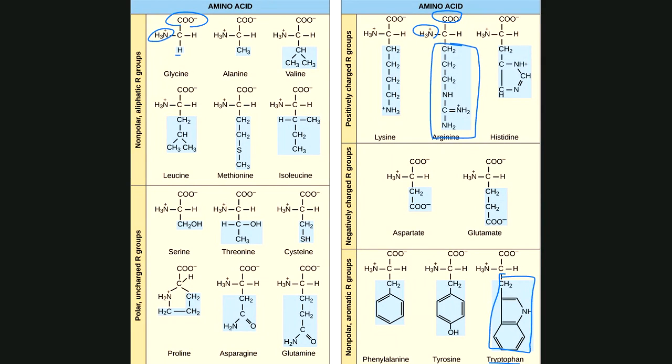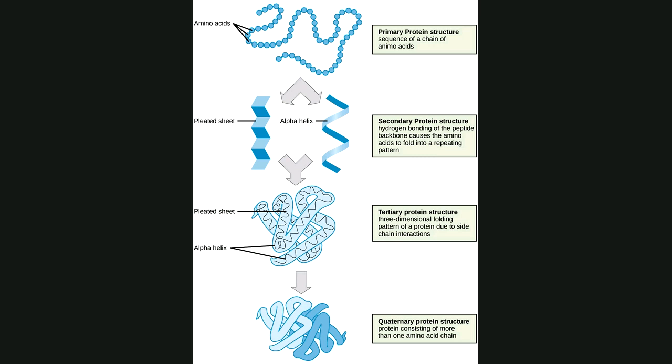Okay, and I want to show you lastly for proteins, protein structure. Okay, so the primary structure of a protein just means what order are these amino acids linked together in? In other words, is this glycine and then tryptophan and then alanine? What order are they linked? This is designated by the genes. The DNA designates what comes first, what comes second.